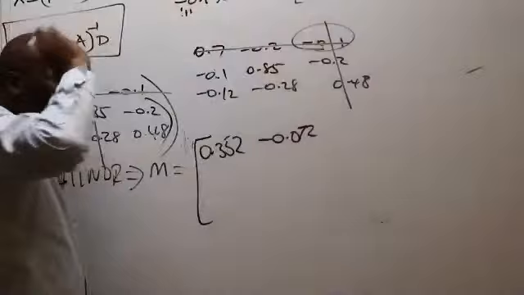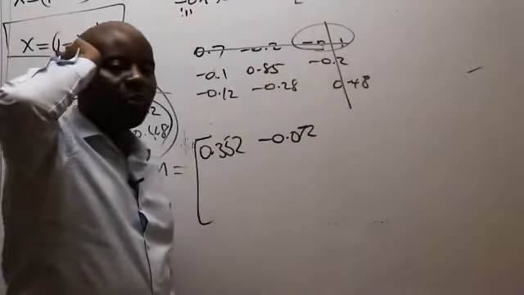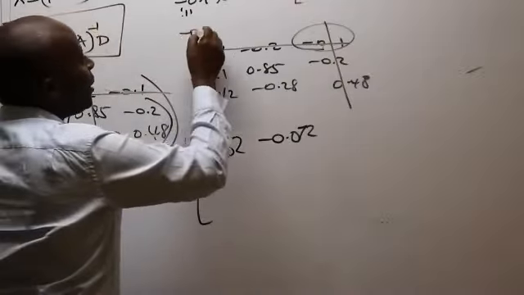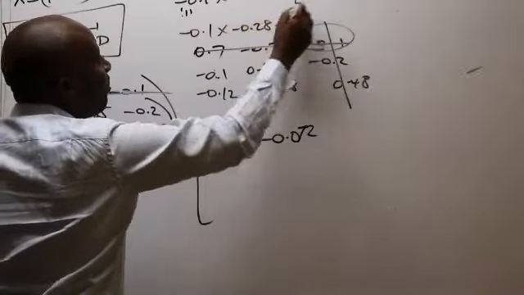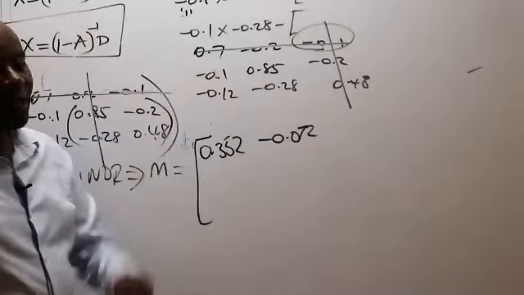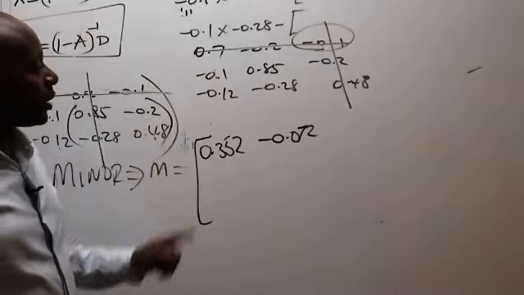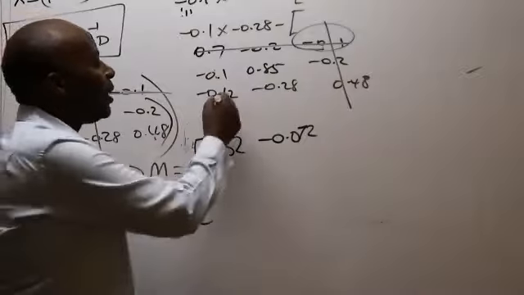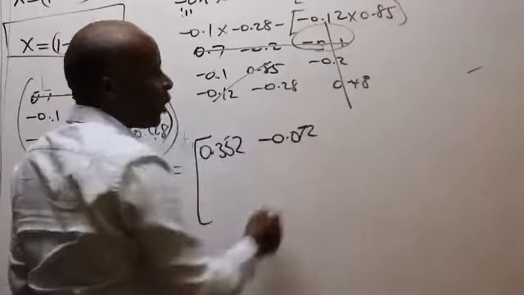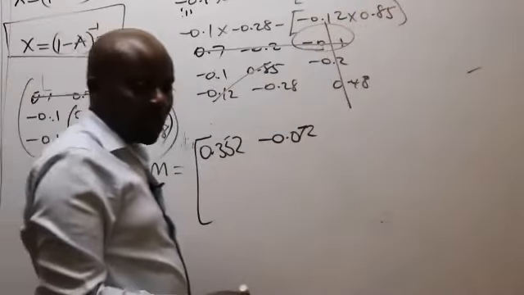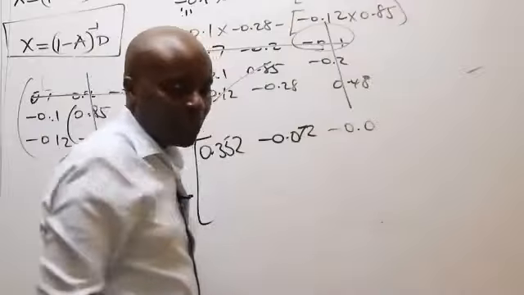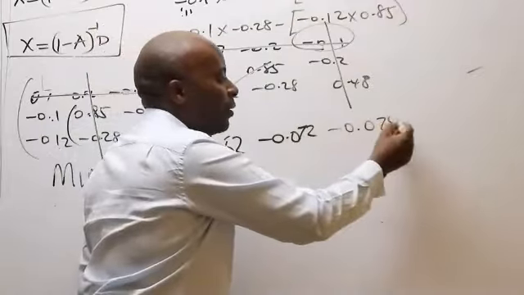Please, if you forget the brackets of the secondary, you'll always be wrong. So it is minus 0.1 times minus 0.28, minus, open brackets for our secondary, which is now this: minus 0.12 times 0.85. Could you kindly confirm whether, according to what Kadra has given us, you'll get negative 0.074? Please confirm.